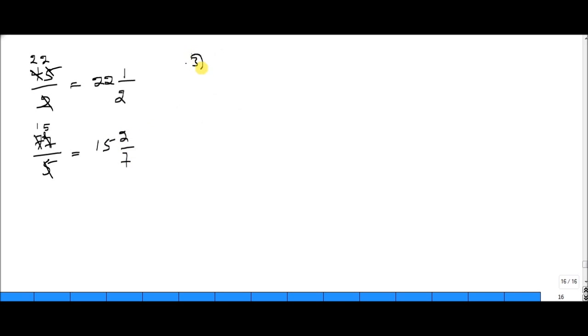Number 3. So this was number 1, number 2, and number 3. We have 12 into 38. No, that's not correct. That would be number 4.